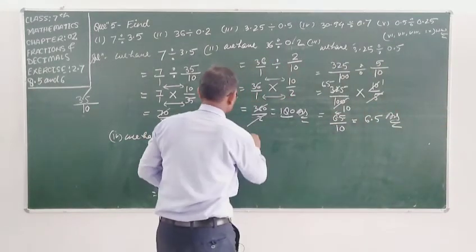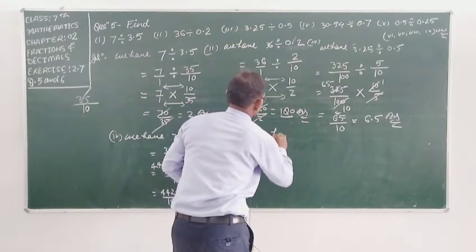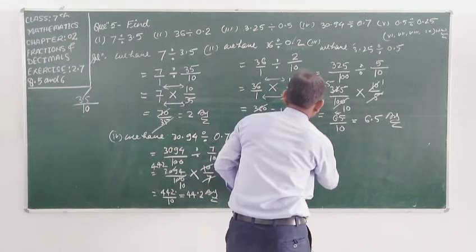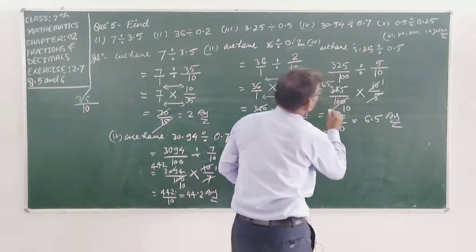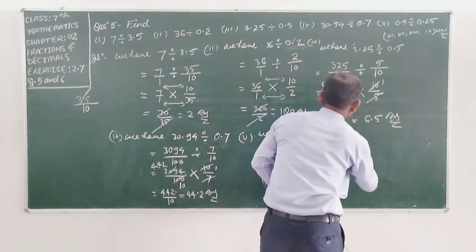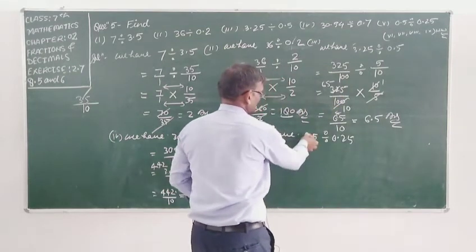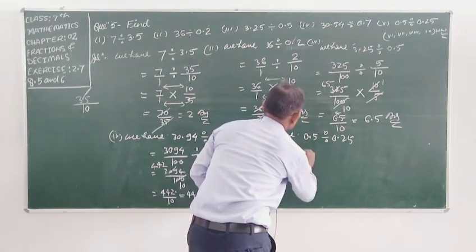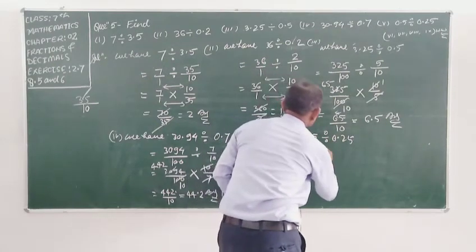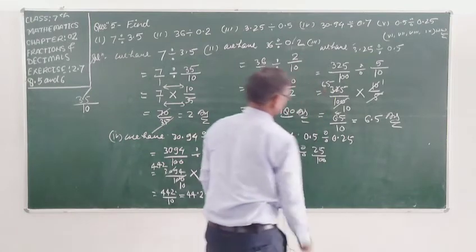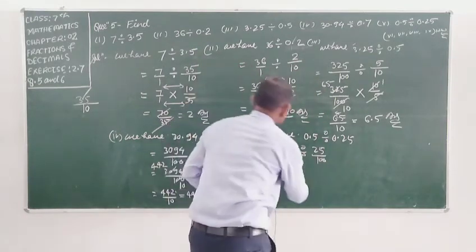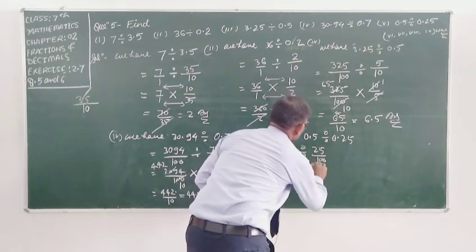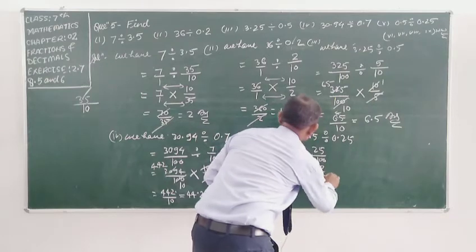Part number 5, we have 0.5 divided by 0.25. So student, you can write this decimal number in fraction form. 5 upon 10 divided by 25 upon 100. So student, 5 upon 10 into reciprocal 100 upon 25.